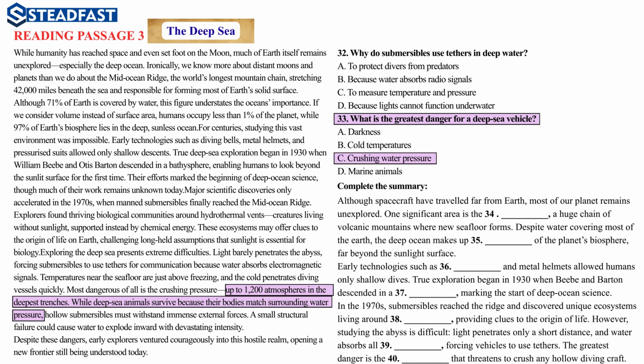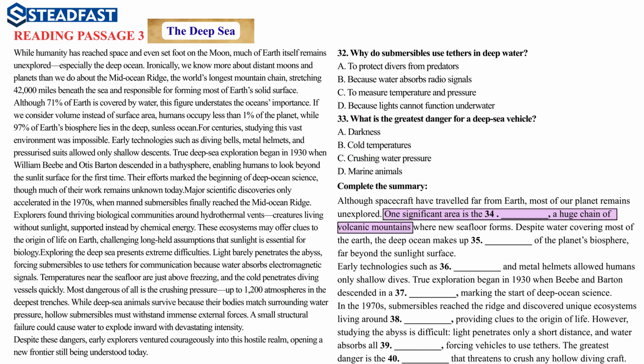And the next, questions 34 to 40, summary completion. Question 34. One significant area is the dash, a huge chain of volcanic mountains. In paragraph 1, the major feature named is the mid-ocean ridge, described as the world's longest mountain chain on the sea floor. So the answer here is mid-ocean ridge.